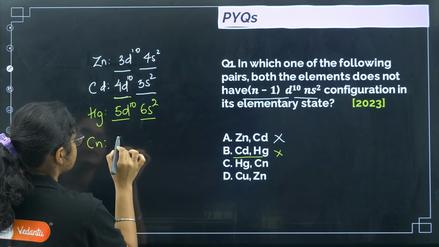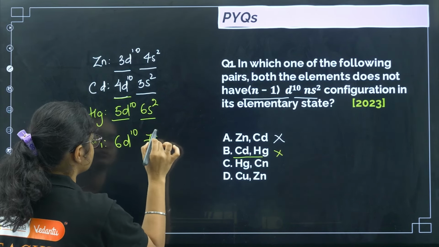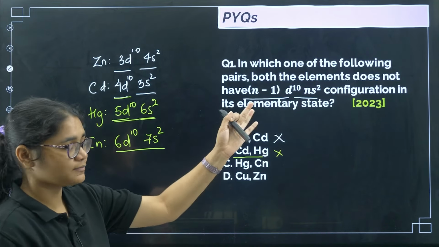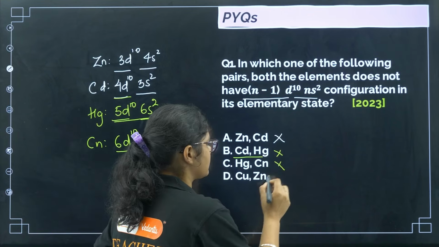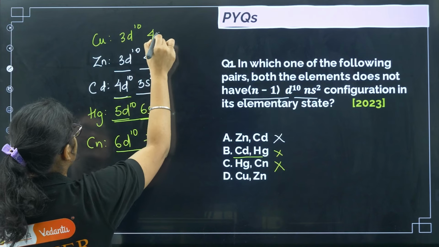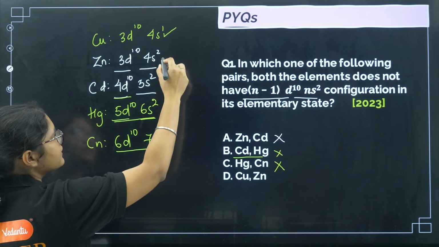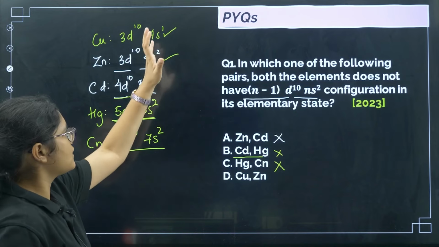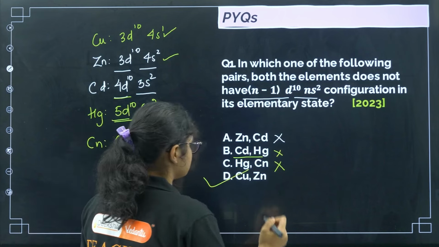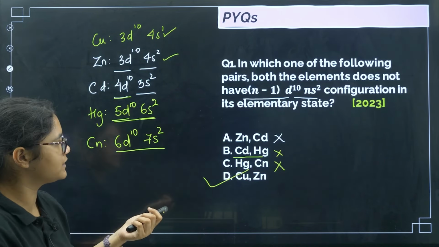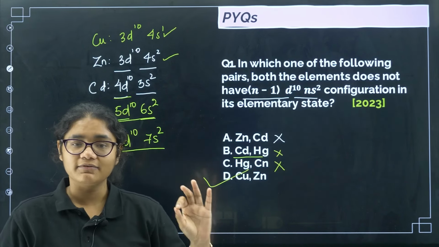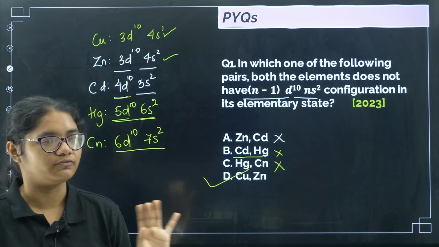Then Cn has 6d10 and 7s2 configuration. Here this is 5d10 and this is 6d10, so both again have (n-1)d10 and ns2 configuration, so this cannot be the answer. Now copper is 3d10 but 4s1, so here one element does not have it, the other element does. Both the elements here do not have (n-1)d10 and ns2 configuration, so the correct answer is option D. Very simple question; you can easily solve it if you know the electronic configurations. That is why I told you it is very important to remember the electronic configurations.